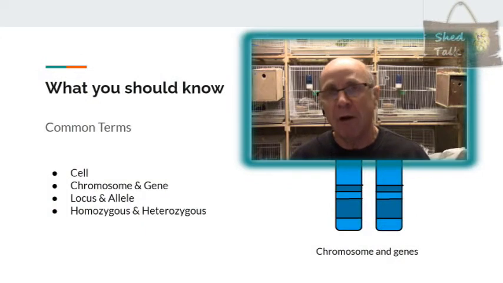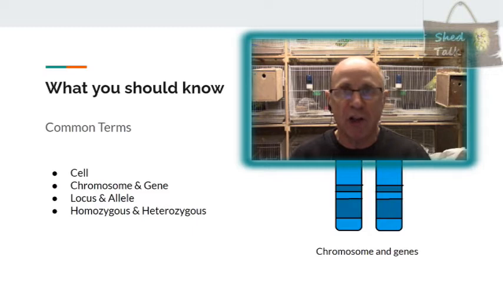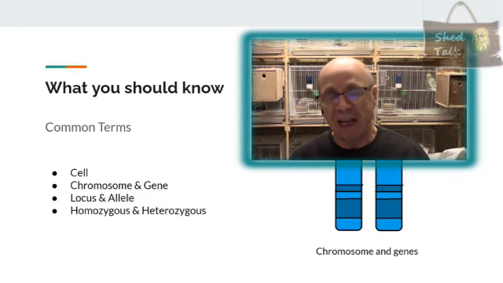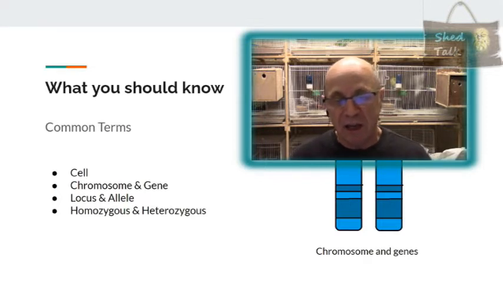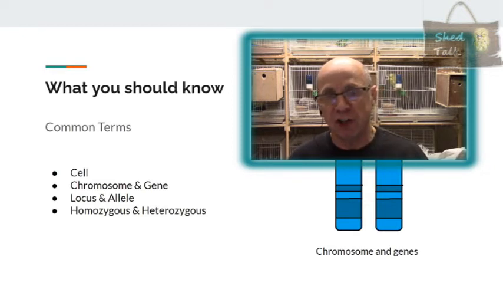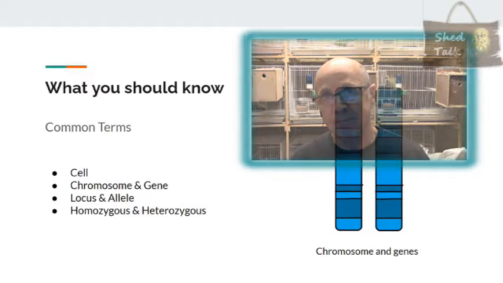So, of course, in part 1 we covered a number of key areas. From part 1 you should have a reasonable understanding now of what we mean by the cell, the chromosomes and the genes that lay within those chromosomes. You should understand the term locus and the allele. Also understand what we mean when a bird is considered homozygous for a particular gene and heterozygous for a particular gene. That was all covered in part 1 of this series.